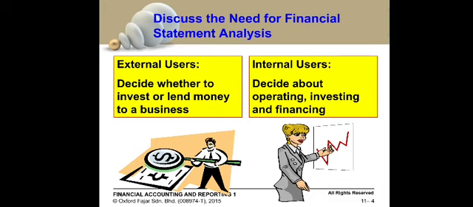So investors, they use the financial statement. They analyze the financial statement because they want to make investment decisions. They want to purchase shares or sell their shares or keep their shares. Another user of financial statement is the lender. They want to make a decision about lending, whether to give a loan or not to give a loan. And also creditors, another external user. They analyze the financial statement to make credit decisions.